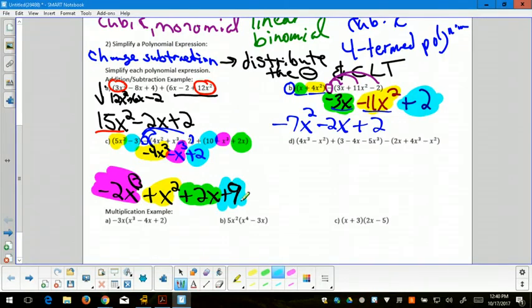It may help for you to write them in standard form and line them up. But if you can get it right without it, then don't worry about doing that.